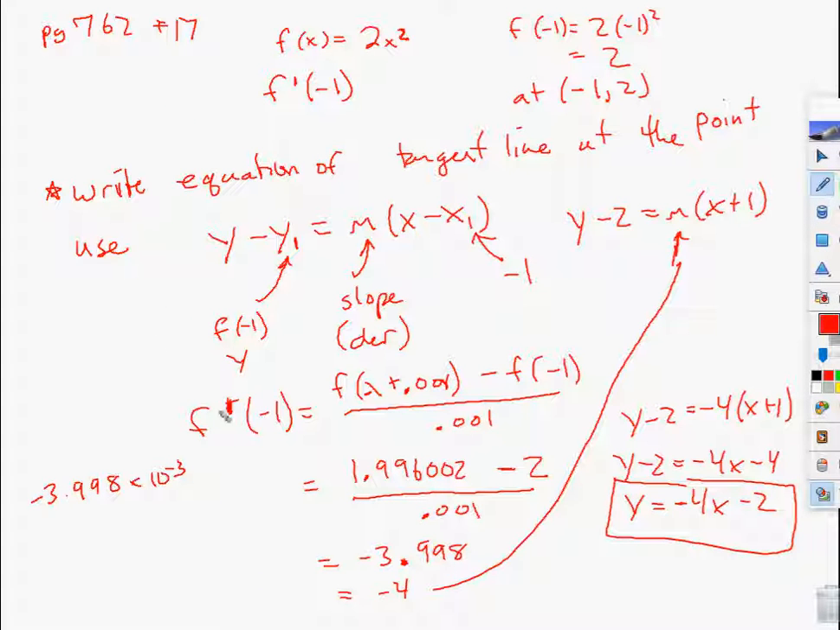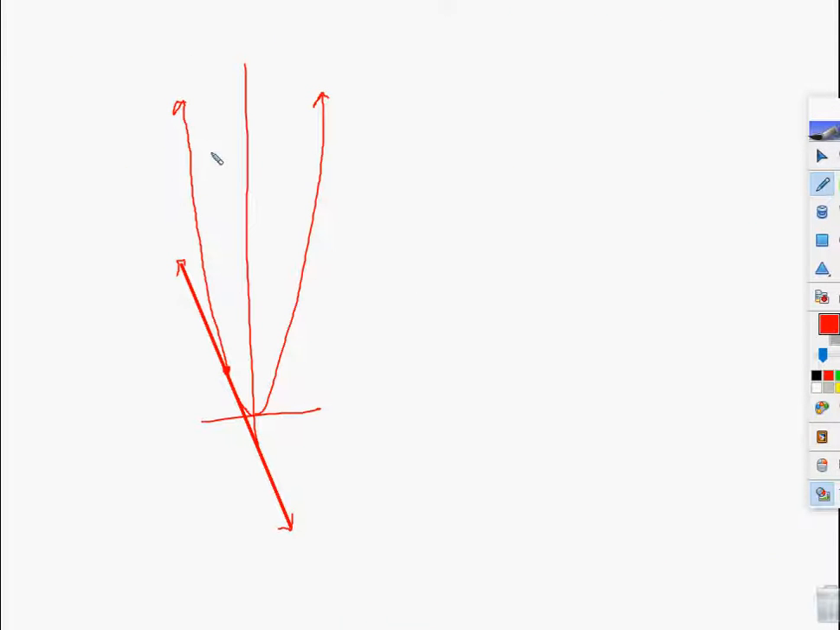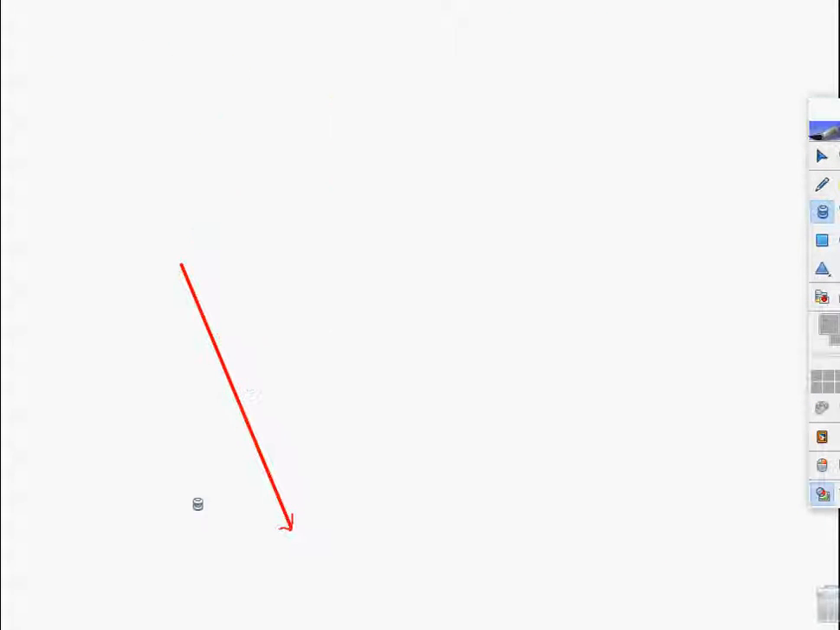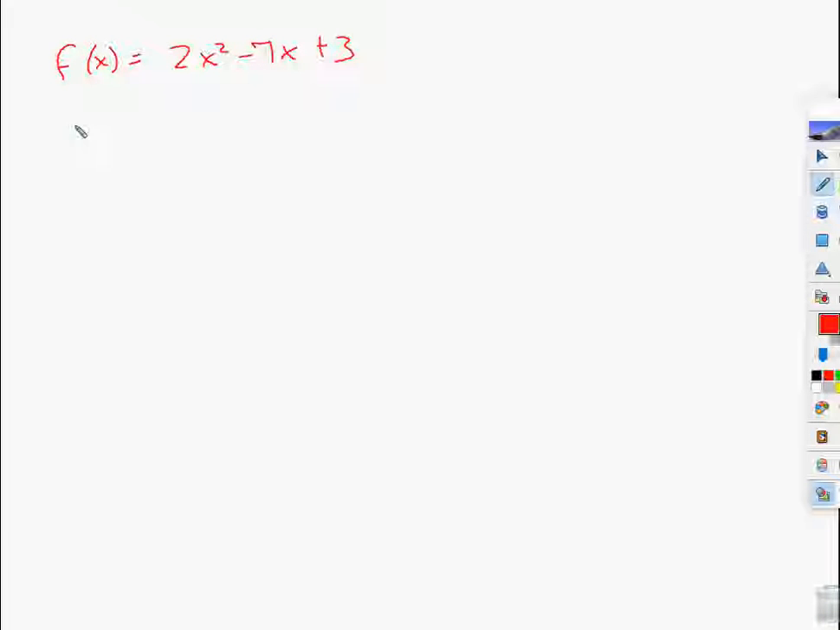Do you need to see another one where we do that? Yes. Okay. So let's do number 19. Number 19 is f of x equals 2x squared minus 7x plus 3. And we want the derivative at 2.